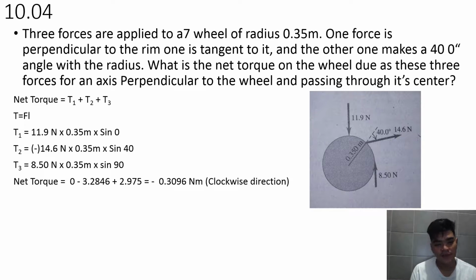Calculating for the net torque, we get 0.3096 newton meters going in the clockwise direction, or negative.